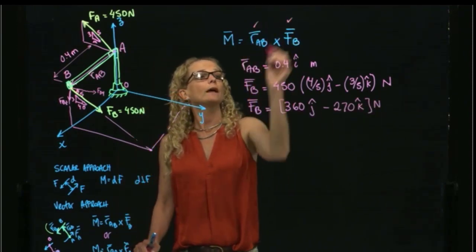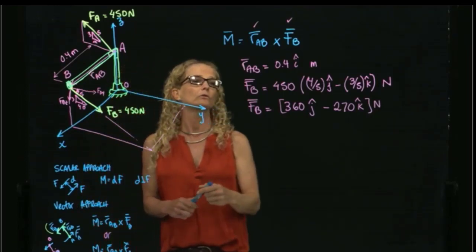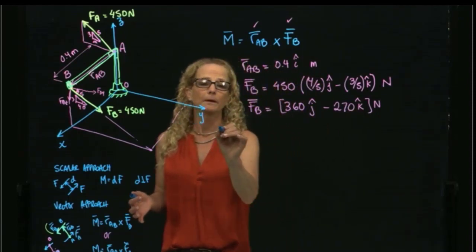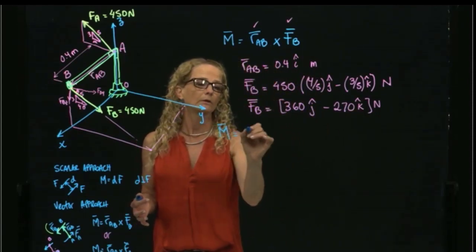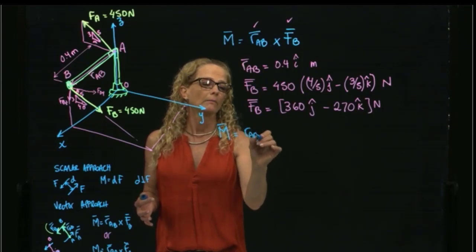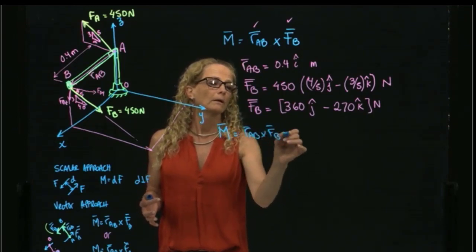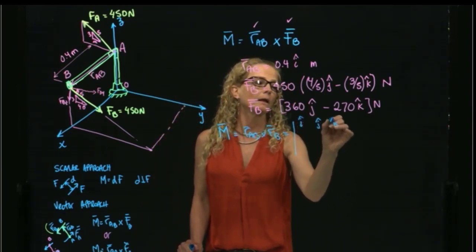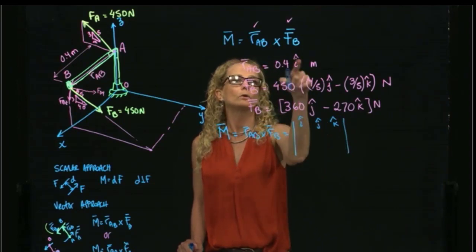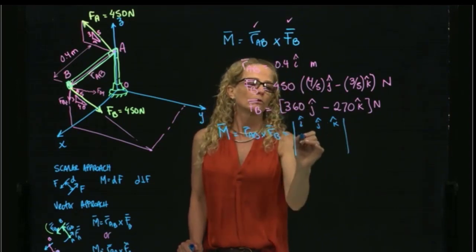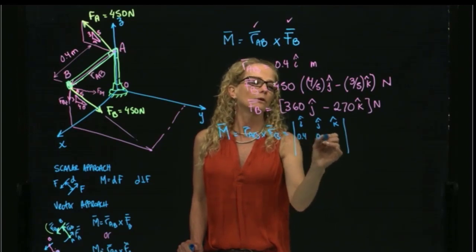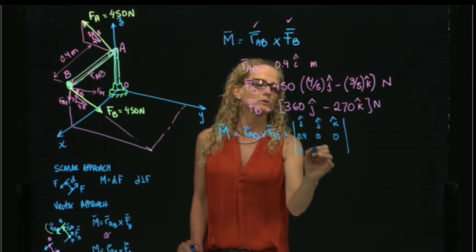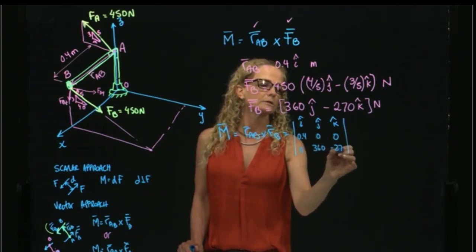So we have these two vectors. Now we just have to multiply those two vectors. We can use a matrix or we can use the distributive property, but in any case, my moment as a vector will be equal to RAB cross FB. If I use a matrix, it will be I, J, K. My first row will be the first vector, 0.4, 0, 0, and my third row will be my force, 0, 360, negative 270.